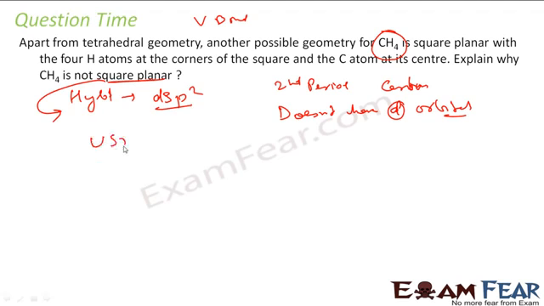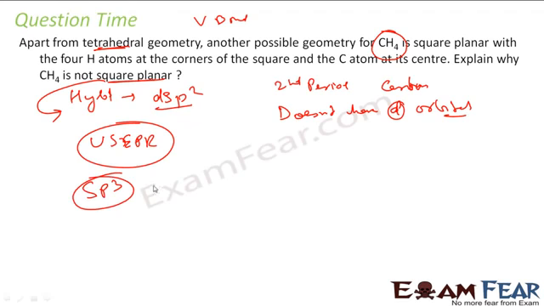Also, VSEPR theory supports the structure of CH4 to be tetrahedral, right? And with valence bond theory also, we see that in CH4 carbon goes for sp3 hybridization and it has a tetrahedral shape.